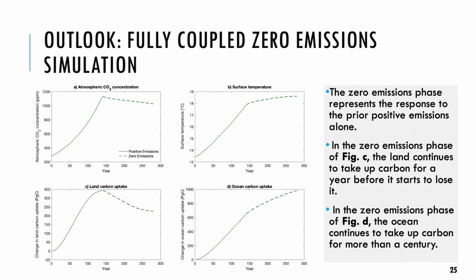In figure B, we see that the surface temperature continues to increase, and that is mainly due to ocean thermal inertia, which keeps temperatures increasing despite the decrease in CO2 concentration. In figure C, we see that the land continues to take up carbon for about a year before it starts to lose it, whereas in figure D, we see that the ocean continues to take up carbon for more than a century, which just shows that there is larger climate system inertia in the ocean than there is in the land.